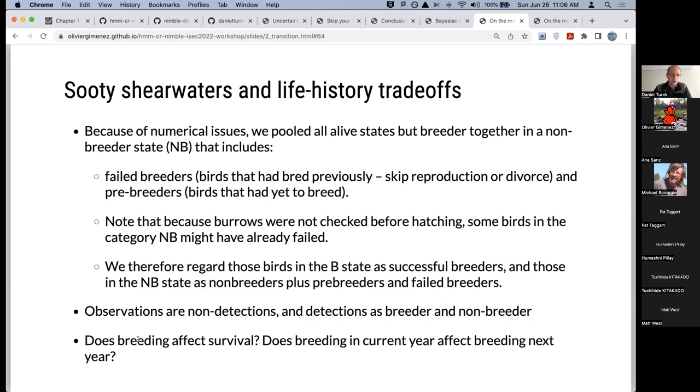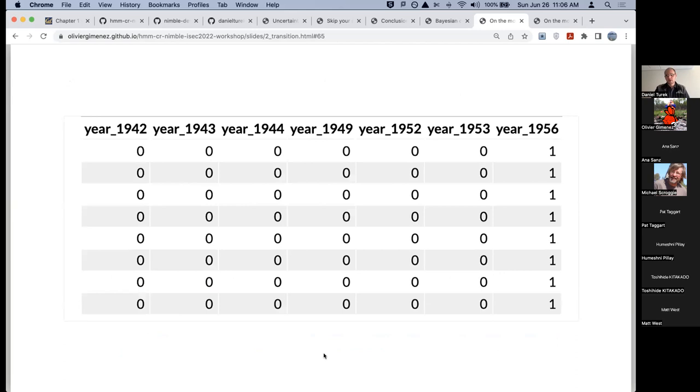So questions you might ask are, does breeding status affect survival? That's survival probability for breeders or non-breeders. And does breeding in the current year affect breeding in the next year? That would be represented by the transition probability between the state of breeding in one year and the state of breeder or non-breeder in the subsequent year. You might be thinking that this feels very similar to our previous multi-site model, sites A and B. Now we have two different states individuals can be in, breeding and non-breeding. And the data looks something like this, where we have observations and non-observations, but there'll be two different states for breeders and non-breeders.